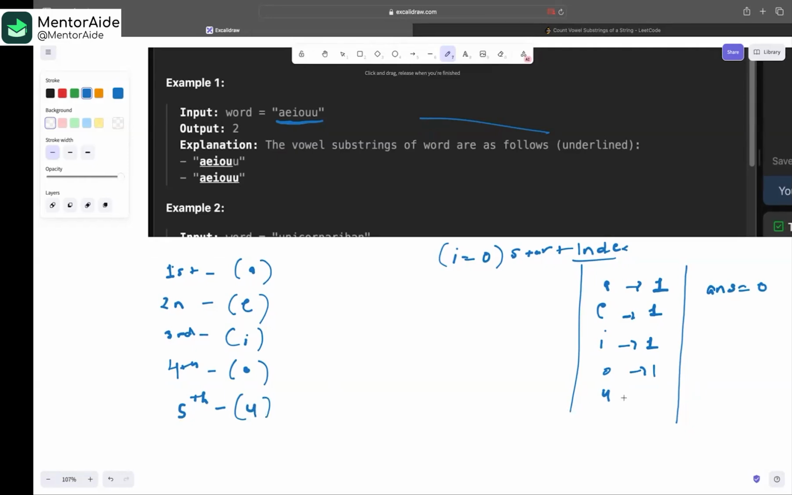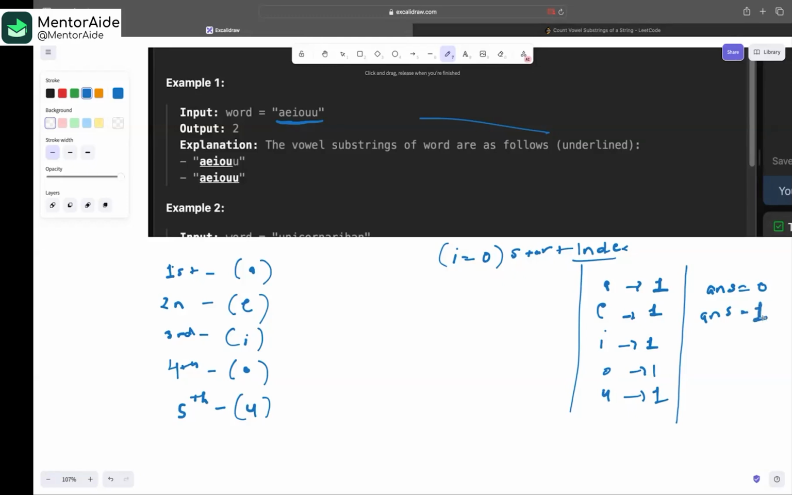Now we have set it to U. Now, is anything else going to change? Yes, we found one substring, so I'll increment answer as well. As we can see, we have got all of the vowels. That means we will increment the answer to 1.